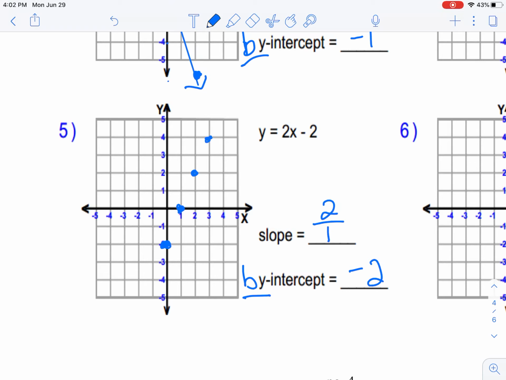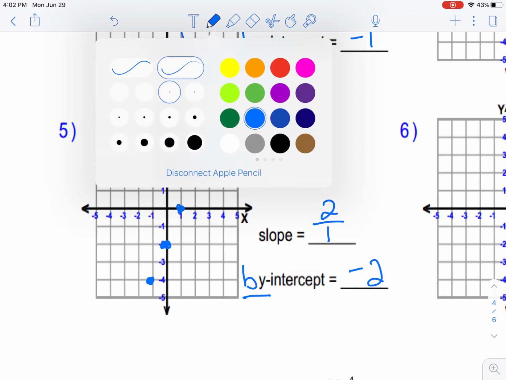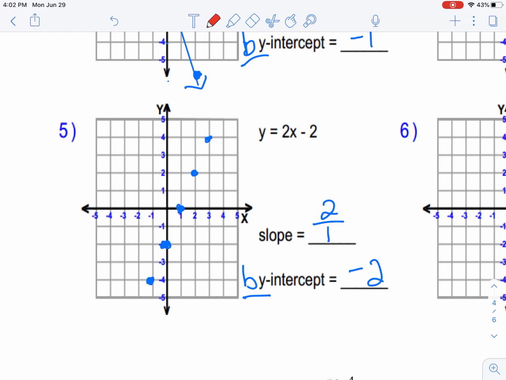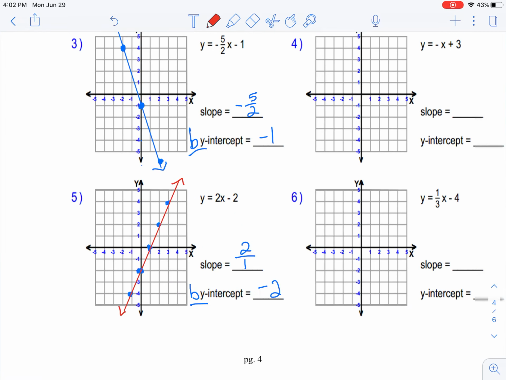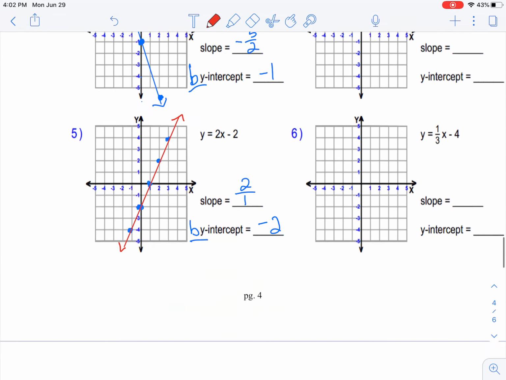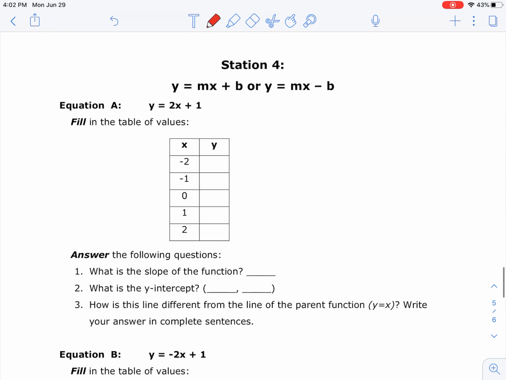Now, the opposite of up 2, right 1 from the y-intercept is going to be down 2, left 1. All right, so here we have plenty of points, and you only need a minimum of 2 points to graph a line. So I'm just reviewing with you guys. I know it's been a cool couple weeks. All right, so again, this is station 3. We have station 4 and 5, and then we're done for today as far as notes.